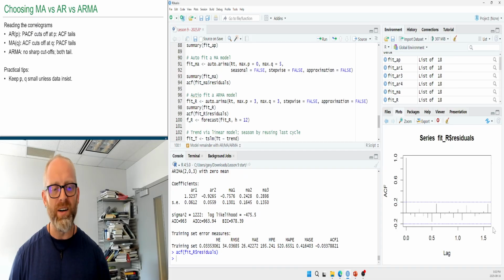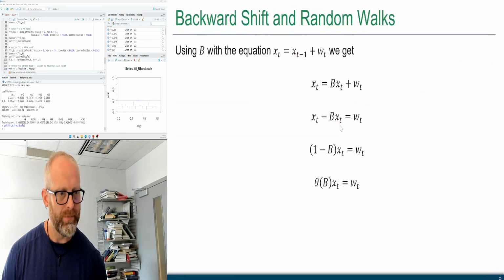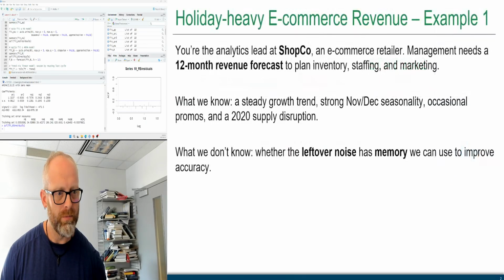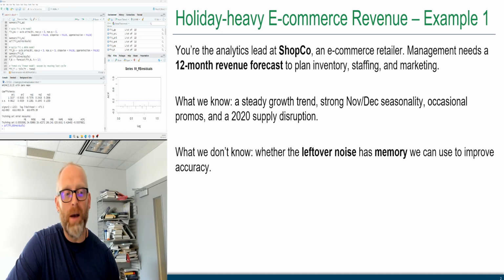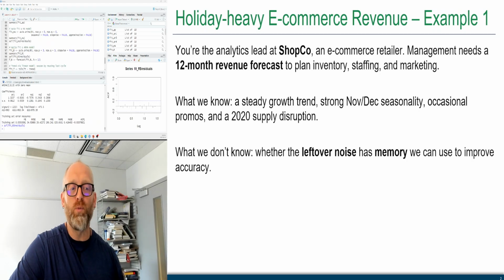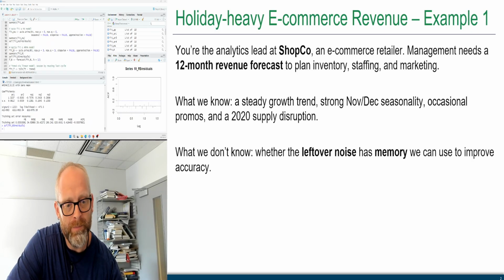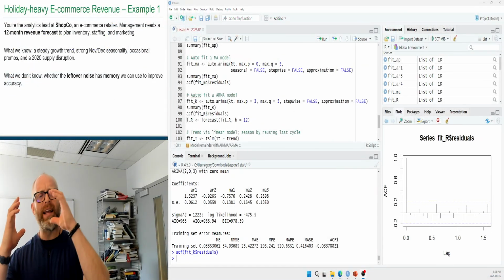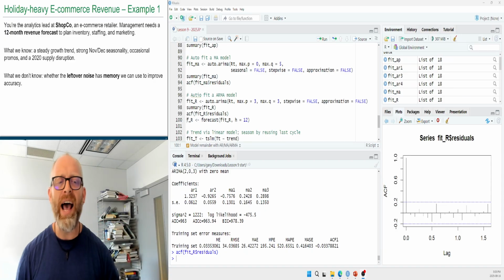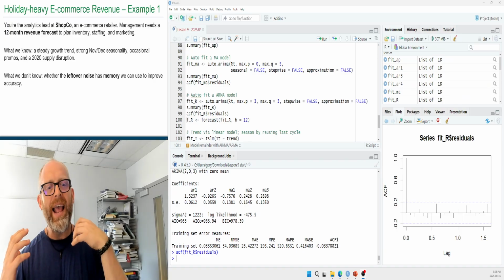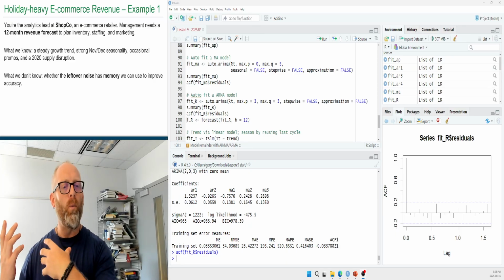Now remember when we started this, let's go back here in my slides just for a second. The very first slide that we were talking about. You're an analytics lead at Shopko, an e-commerce retailer. Management needs a 12-month revenue forecast. So we want to be able to forecast 12 months into the future. Well, let's do that now. So we've decomposed this into a trend, into a seasonality, and we looked at that remainder. We saw, okay, there was memory in there. How do we model that? We're using an ARMA model of order 2, 3. That covers everything. The residuals of that are white noise.